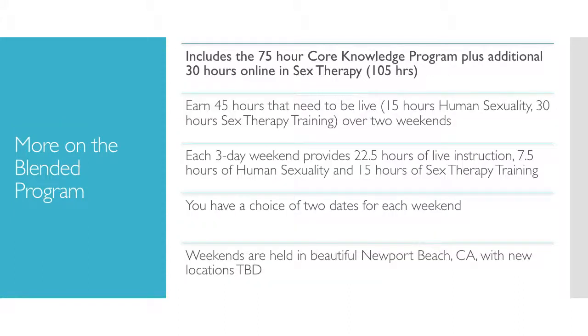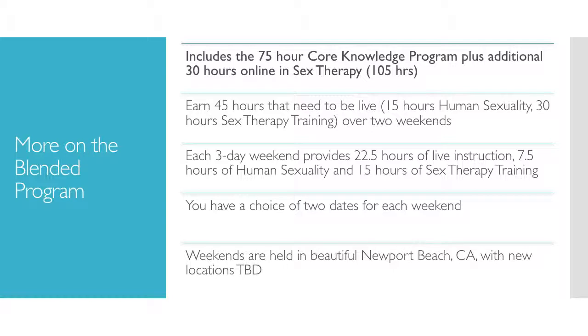So again, it includes the 75-hour core knowledge program, plus the additional 30 hours online in sex therapy. So you get 105 hours of online learning. You are also going to earn 45 hours that need to be done live: 15 hours in human sexuality and 30 hours in sex therapy training over 2 weekends. Each 3-day weekend provides 22.5 hours of live instruction: 7.5 hours of human sexuality and 15 hours of sex therapy training. And you do have a choice of 2 dates for each weekend.